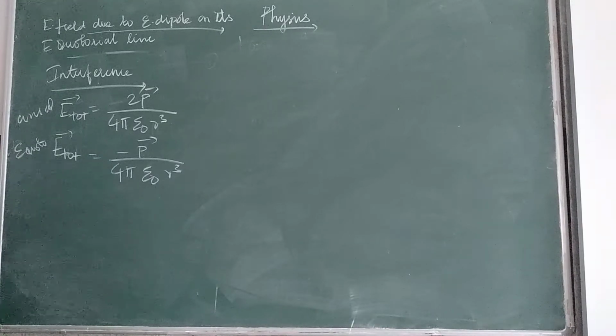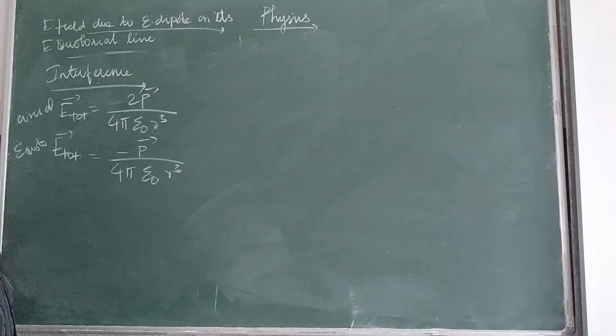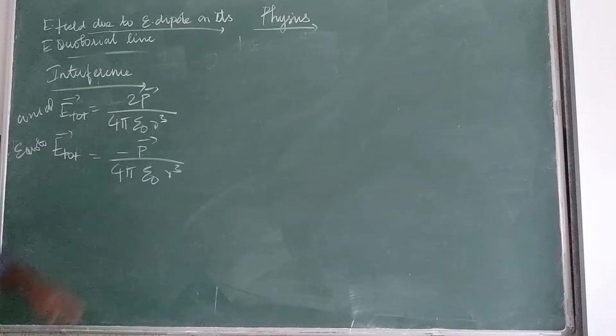Okay, so what's the first point? The electric field due to an electric dipole on its axial line is twice the electric field due to an electric dipole on its equatorial line. Okay, because when we combine it, it will be twice, isn't it? 2pq. That is the first point, and then one more point is there.